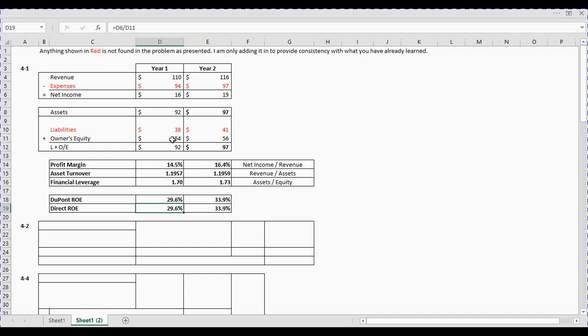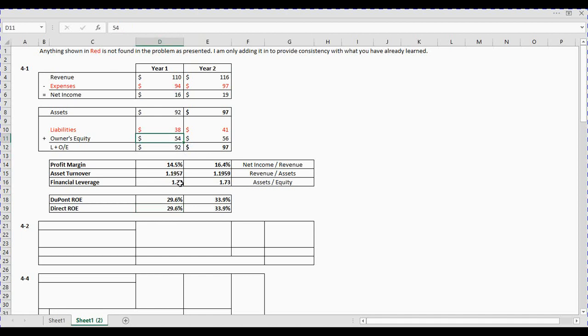So when I said a return is some form of a profitability calculation, cash flow, net income, EBITDA, it can be any number, any form of return that you might want to use as your numerator. Here, we're using net income. So we have 16 divided by 54, which is return on equity. So we get 29.6% that way.